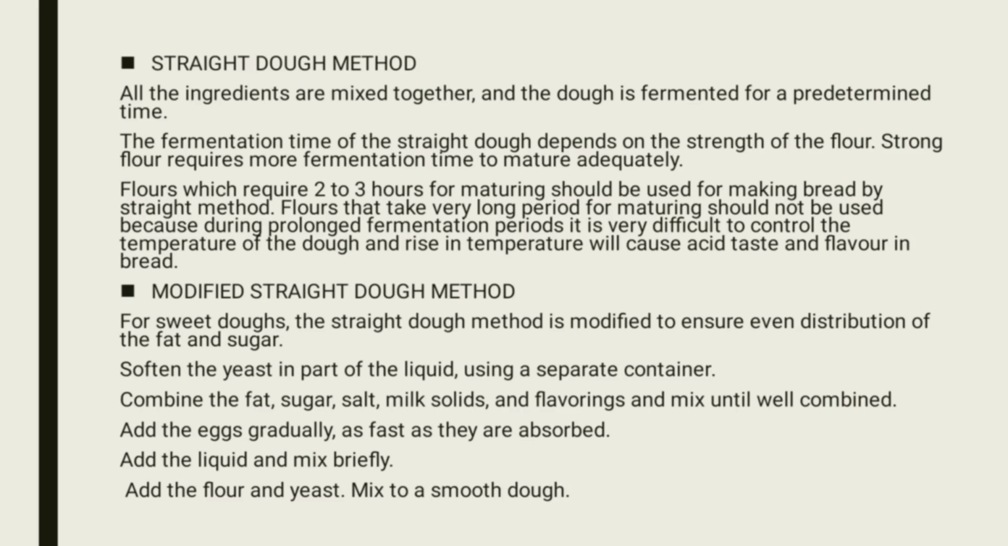Modified straight dough method. For sweet doughs, the straight dough method is modified to ensure even distribution of fat and sugar. Soften the yeast in part of the liquid using a separate container. Combine the fat, sugar, salt, milk solids and flavorings and mix until well combined. Add the eggs gradually as fast as they are absorbed. Add the liquids and milk, mix briefly. Add the flour and yeast.